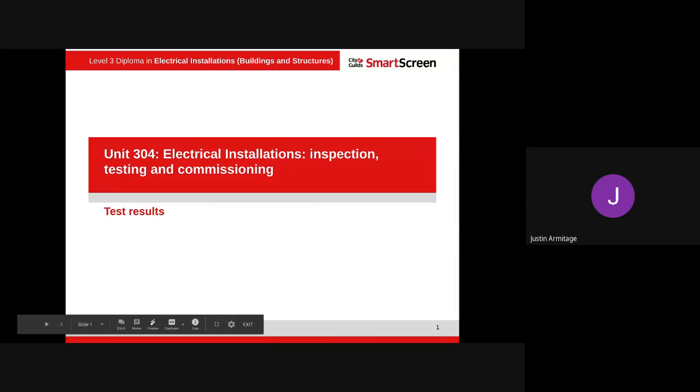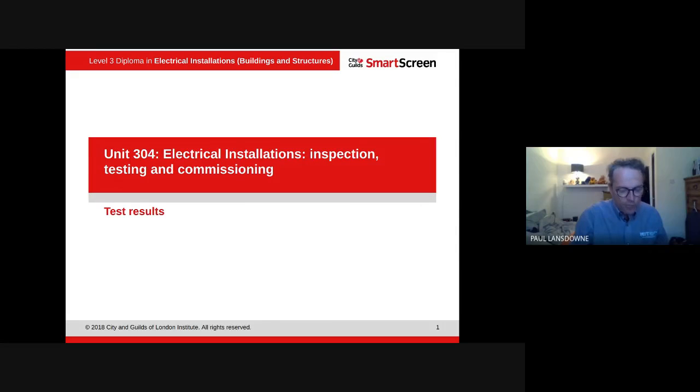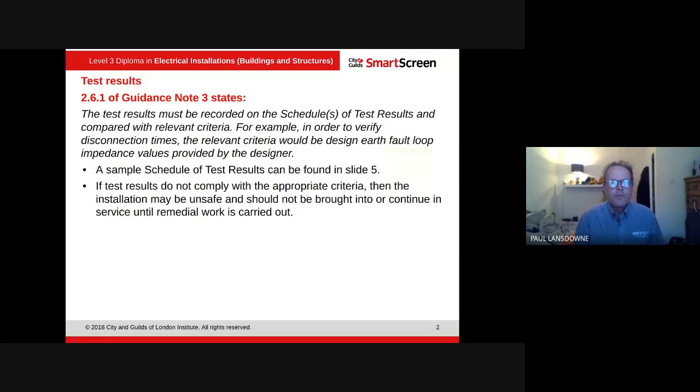So guidance note 3, I know some of you have got to guidance note 3, is quite good with the test results. So the test results must be recorded on a schedule of test results and compared with the relevant criteria. For example, in order to verify disconnection times, the relevant criteria would be designed fault loop impedance provided by the designer. So we're going to have a look at the test results in a minute.